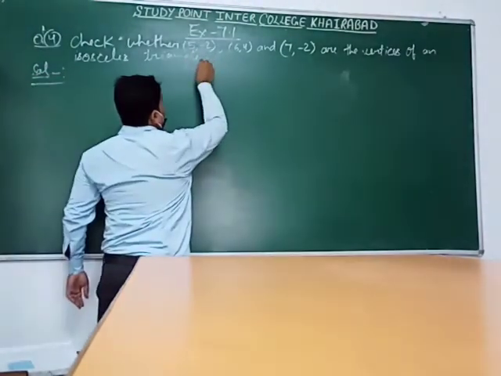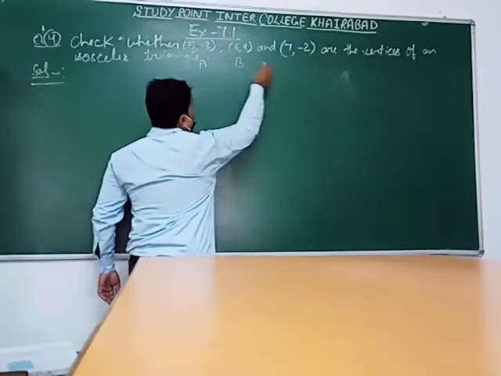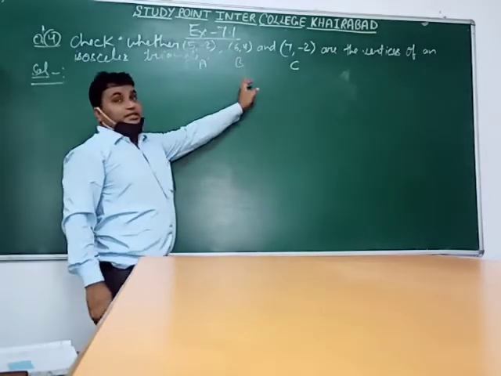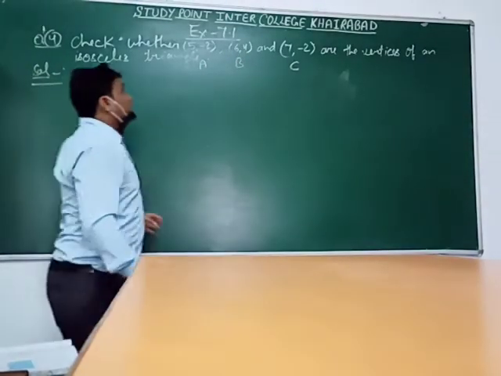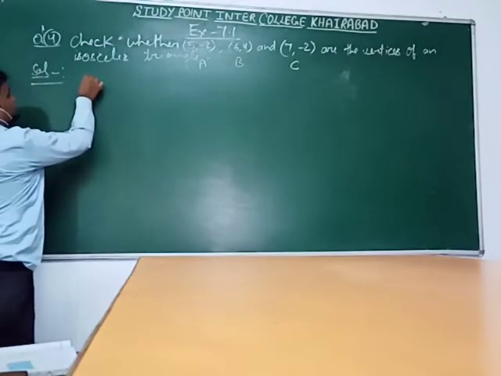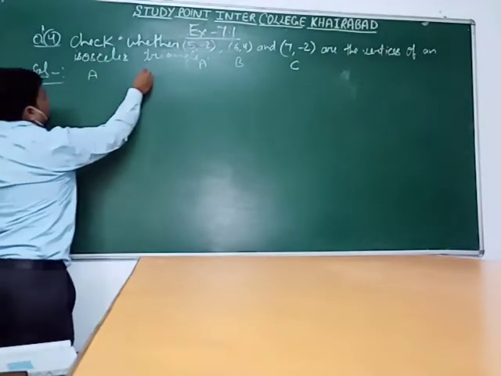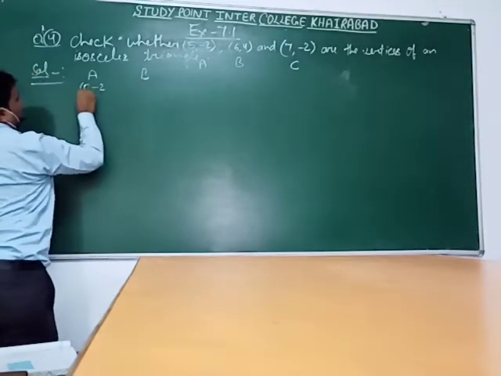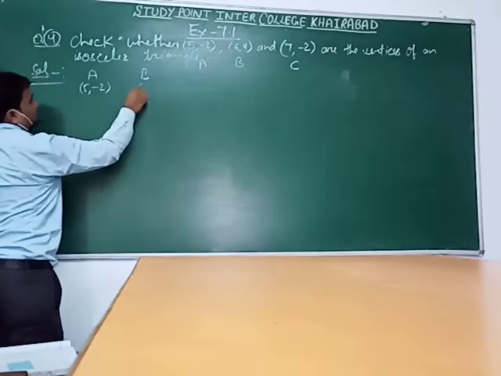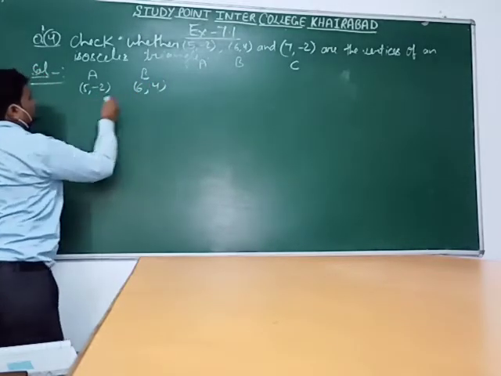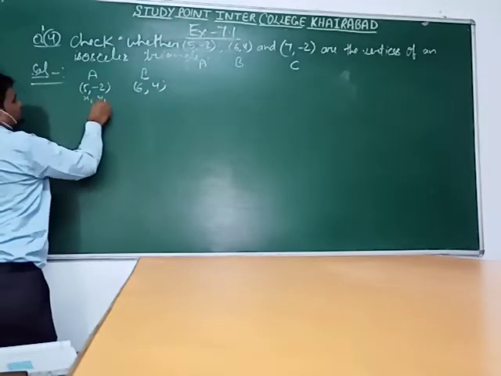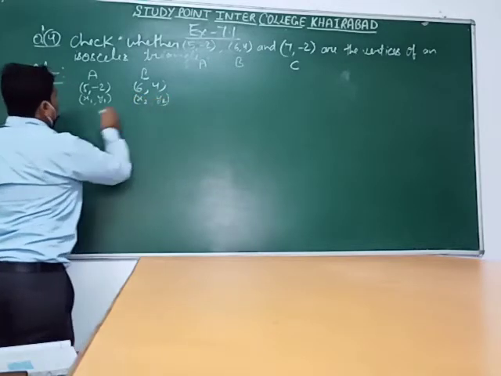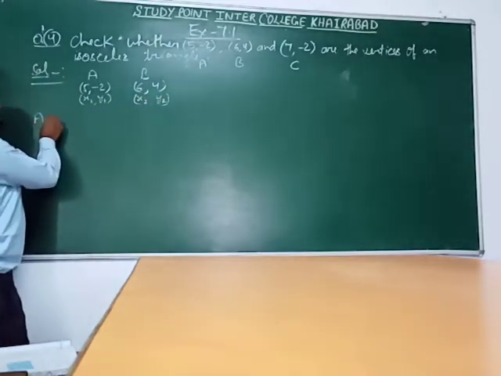Mark this point as A, this one as B and this one as C. First we will find AB. A is (5, -2) and B is (6, 4). Mark this one x1, y1 and this one x2, y2. Okay, first you will find AB.